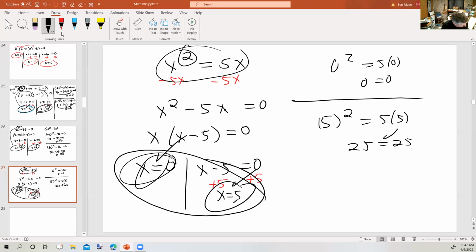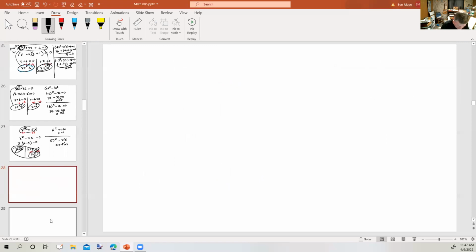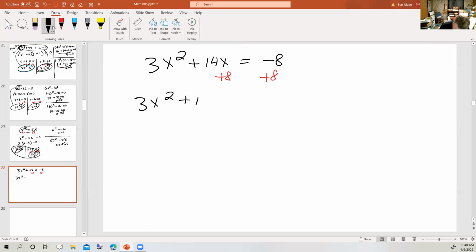Let's see here. How about this one? 3x squared plus 14x equals -8. This is a second degree equation, but again, it's not in standard form. So let's add 8 to both sides of the equation. 3x squared plus 14x plus 8 equals 0. Notice I moved the 8 over because I want my leading coefficient to be positive.